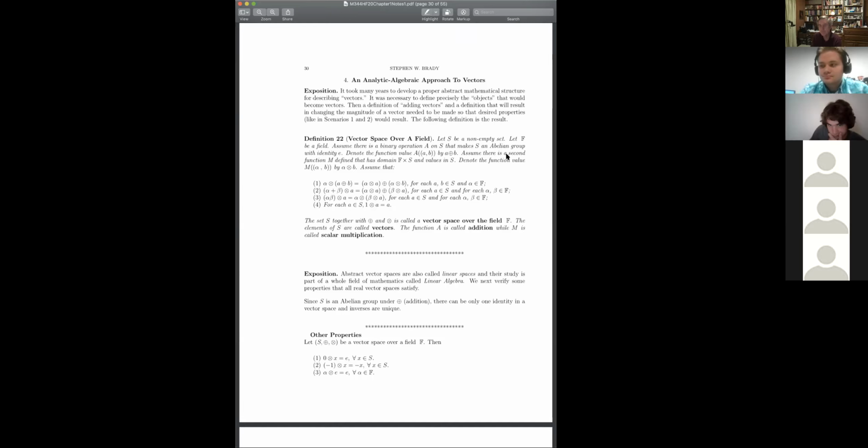Okay? Then I assume there's a second one, and it's a little different because it's defined as a scalar multiplication, and these are the properties of the scalar multiplication.